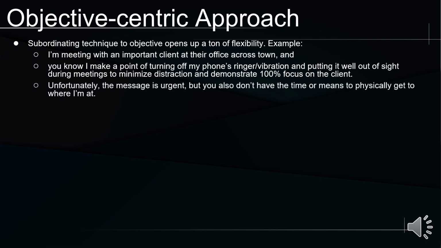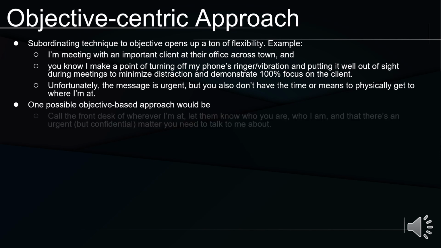Unfortunately, the message that you need to get to me is urgent, and you don't really have the time or means to get across town physically to that meeting spot, probably the client's office, right? I think that's what I said. Yeah, the client's office, to get to where I'm at. One possible objective-based approach that you might make is this.